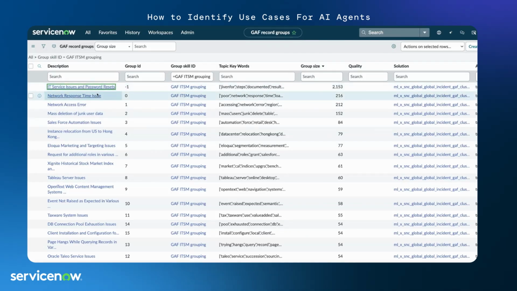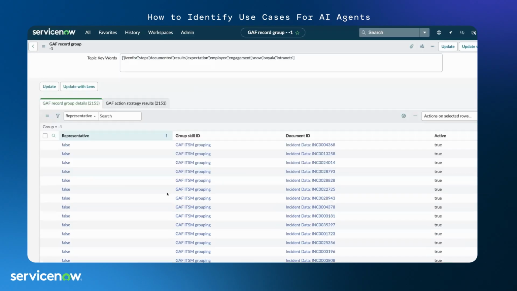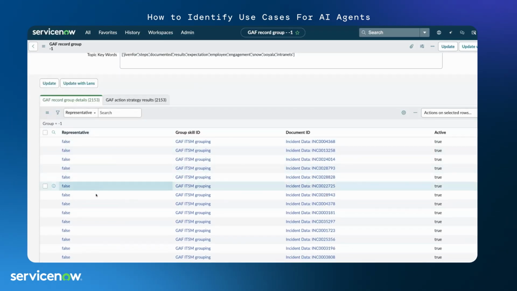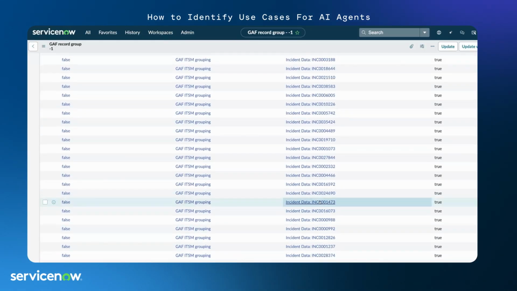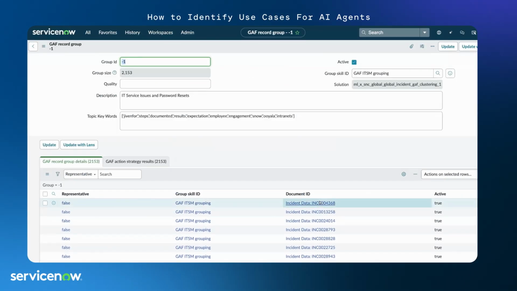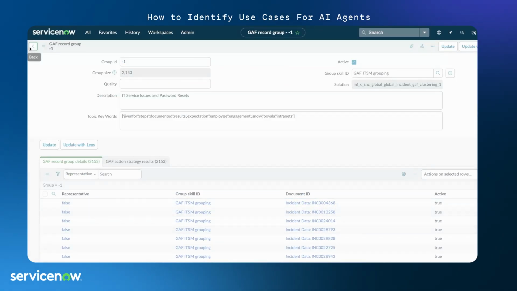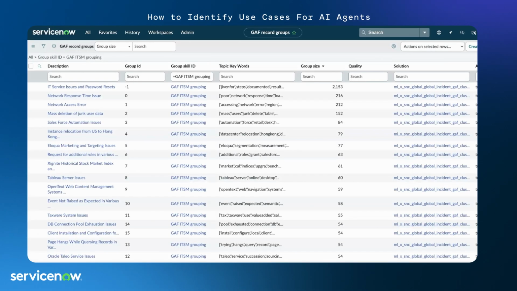The cool thing about Group Action Framework is it also gives you representative sample data of which incidents are of that category. You can cross-verify and see if these are real incidents you want to automate resolving. So that's one thing, Group Action Framework. It's part of your agentic offering, it does your clustering, and it tells you where you can actually automate.